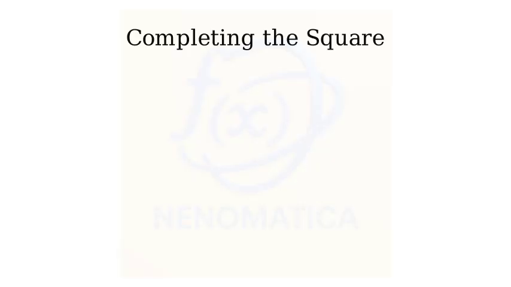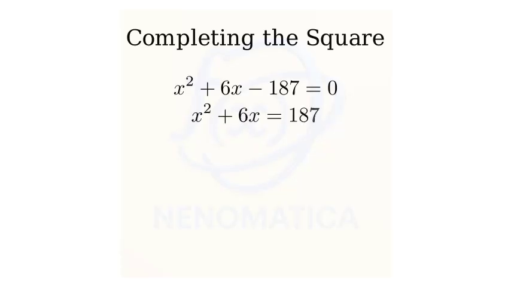in this example, we will solve the quadratic equation by completing the square. Our equation is x squared plus 6x minus 187 equals 0. Step 1. Move the constant to the right side. That gives x squared plus 6x equals 187.